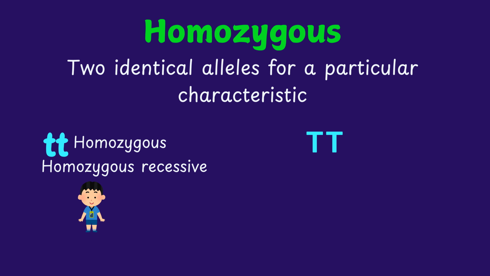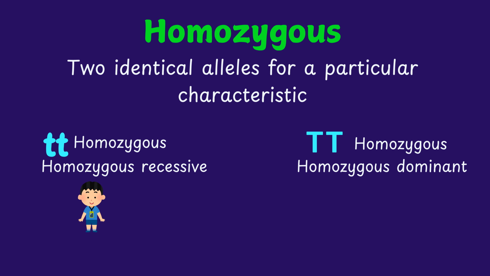This is also homozygous. Why? Because there are two identical alleles. But in this case, it is homozygous dominant. Remember, the dominant allele is represented using uppercase letters. So this person would be tall.